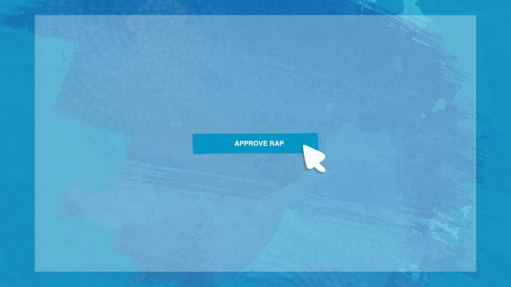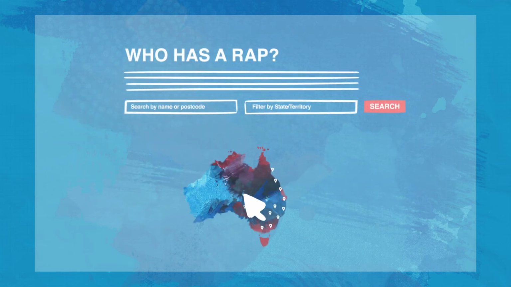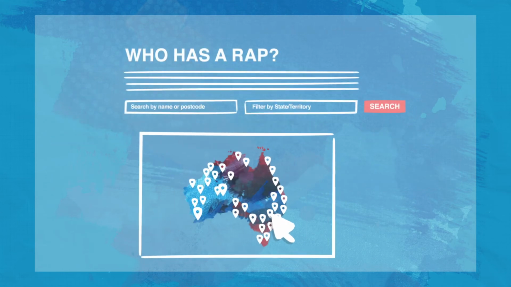Once approved, Reconciliation Australia will review your vision for reconciliation before publishing your RAP. Once your RAP is published, download your final RAP documents and see your school or early learning service displayed on the interactive Who Has a RAP map.